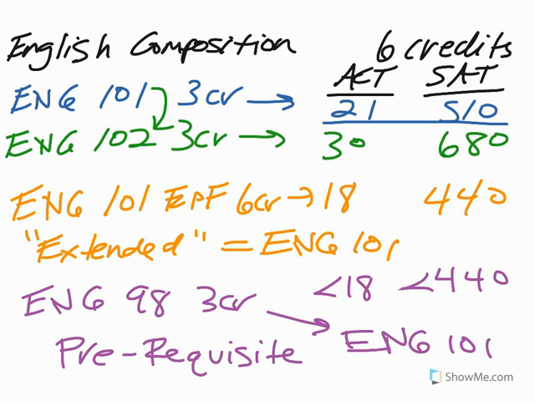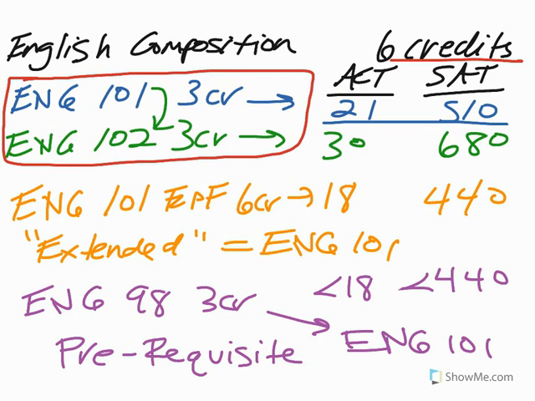The tricky part about this is that, remember, you have to complete 6 credits of English 101 and 102. So these are the only 2 courses you can count towards your English composition requirements. If you have to take English 101E and F or English 98, all that means is you'll have extra credits to complete before you can fulfill your English composition requirements.